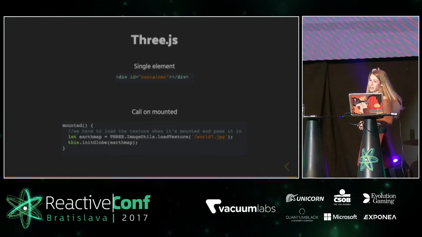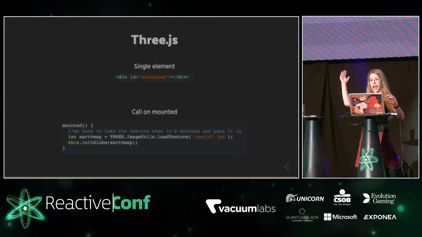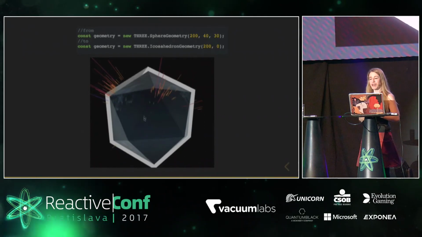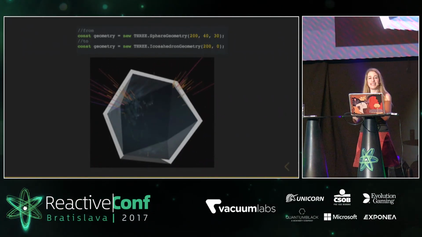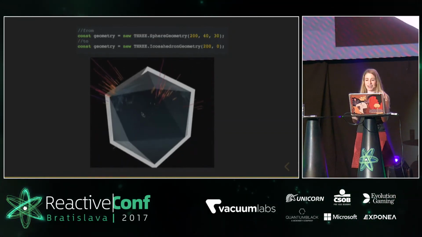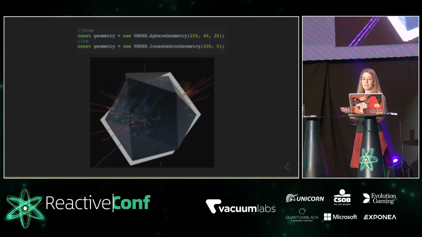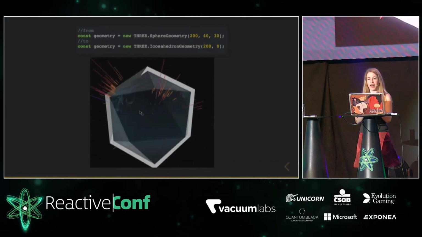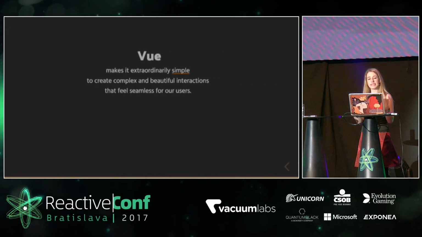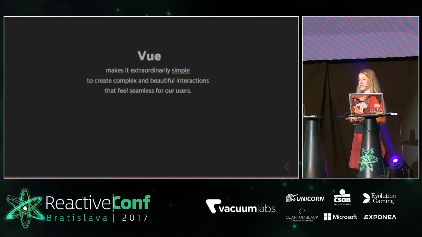We have a single element, and then we're going to call on that mounted hook, that Three.js. We're going to pass in the texture. And not that you'd want to do this, but because Vue and Three.js play together so easily, you can easily update that globe from a circle to any other thing like an icosahedron. So we can create myriad data visualizations very simply, and we get Vue to do a lot of the heavy lifting for us.